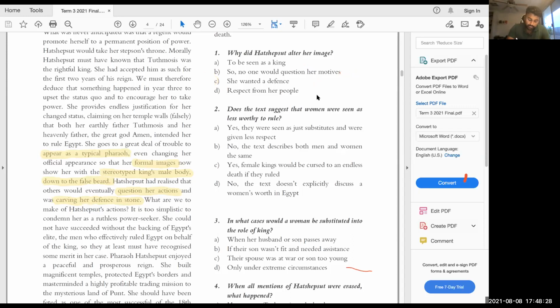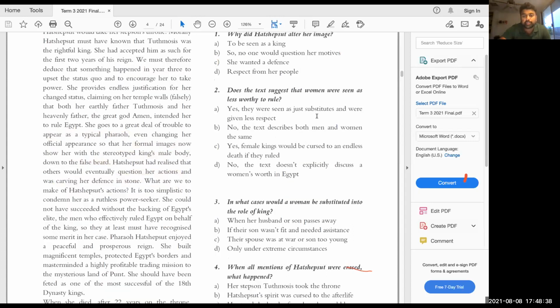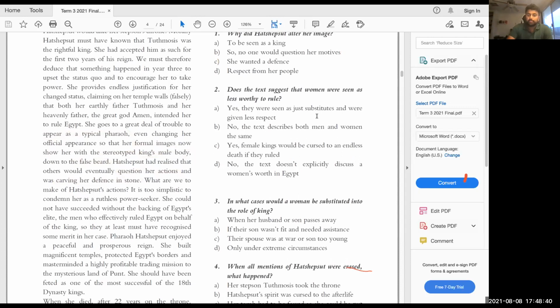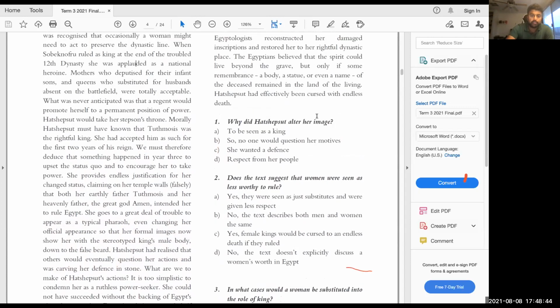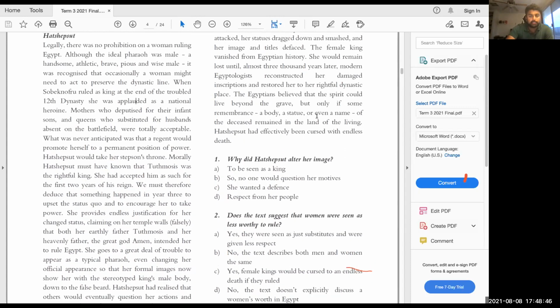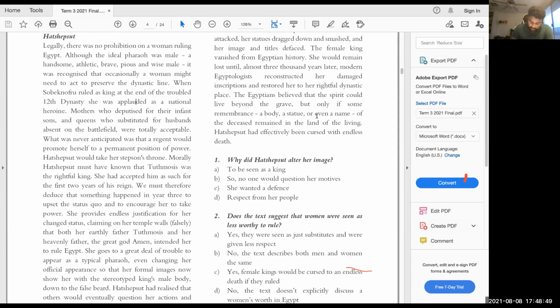But a better question for that is question number 2. Sorry, I have to move it here. Does the text suggest that women were seen as less worthy to rule? Okay, so let's look for evidence in the passage. Now, this question, I think Naman really loves this question. So I'm going to use red and green. Red saying that people saw that women were less worthy to rule, and green, women were equal to men.